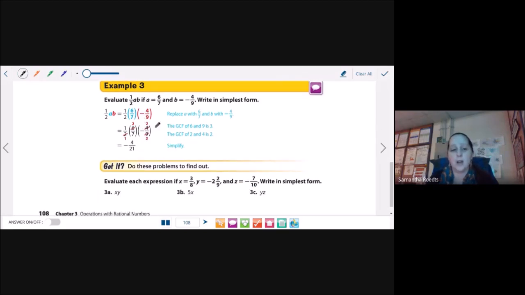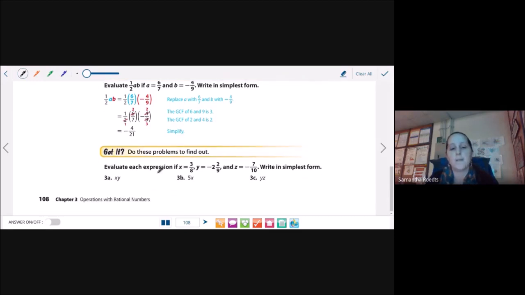Of course, I can go ahead and cross simplify. 6 and 9 reduce to 2 and 3. 4 and 2 reduce to 1 and 2. So this gives me 1 times 2 times 2, or 4, and 1 times 7 times 3, which is 21, so -4/21. Let's try it.